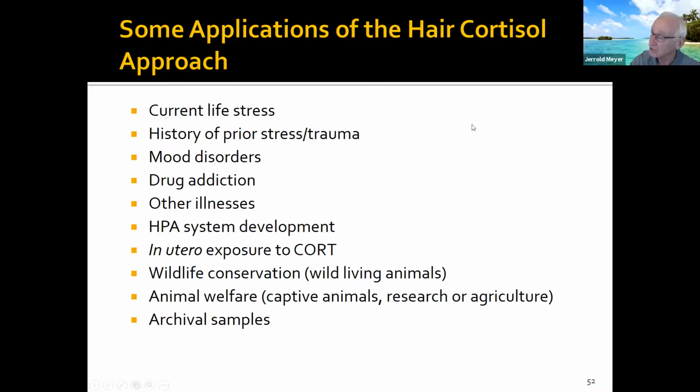Another is history, which I think was brought up in some previous questions earlier today. History of prior stress or trauma, either in childhood or later in life, but before now. Mood disorders, drug addiction, these are all areas where research has been done. Other illnesses, whether endocrine or other illnesses, HPA system development, just looking at normative changes in HPA function. In utero exposure to cortisol, this is one that's very near and dear to my heart.